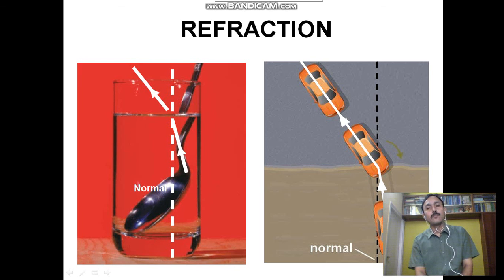Now come here, from the muddy surface to the normal surface. The speed of all the wheels is slow. Here what will happen? The speed of the front wheel is more than the back wheels. Then it will rush towards this in a deflected way. It will deflect its direction. There will be deviation in its direction and it will rush towards this. I believe this is a good explanation of refraction of light.